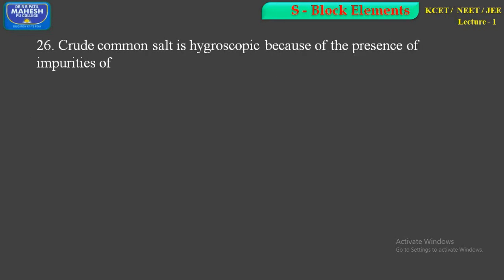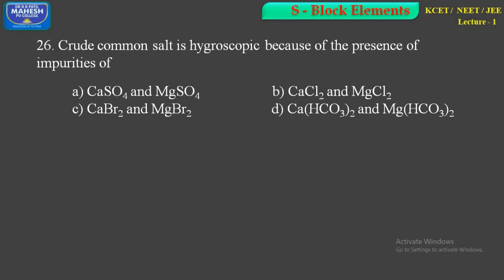Question 26. Crude common salt, that is impure common salt, is hygroscopic because of the presence of impurities of option A, calcium sulfate and magnesium sulfate. Option B, calcium chloride and magnesium chloride. Option C, calcium bromide and magnesium bromide. And option D, calcium bicarbonate and magnesium bicarbonate.